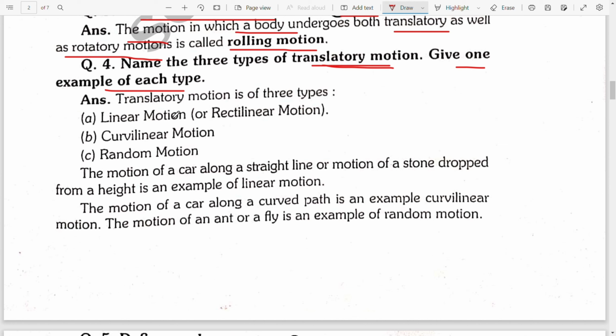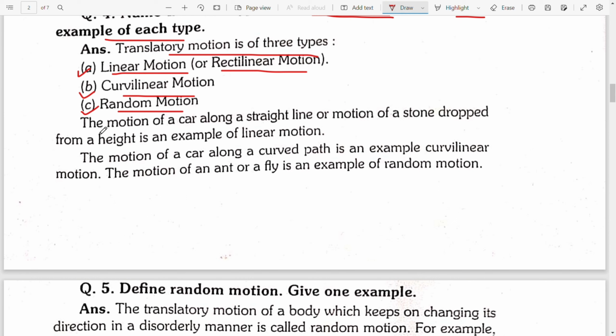So answer is, translatory motion is of 3 types. First, linear motion or rectilinear motion. Second, curvilinear motion. Third, random motion. Now examples. The motion of a car along a straight line or motion of a stone dropped from height is the example of linear motion.